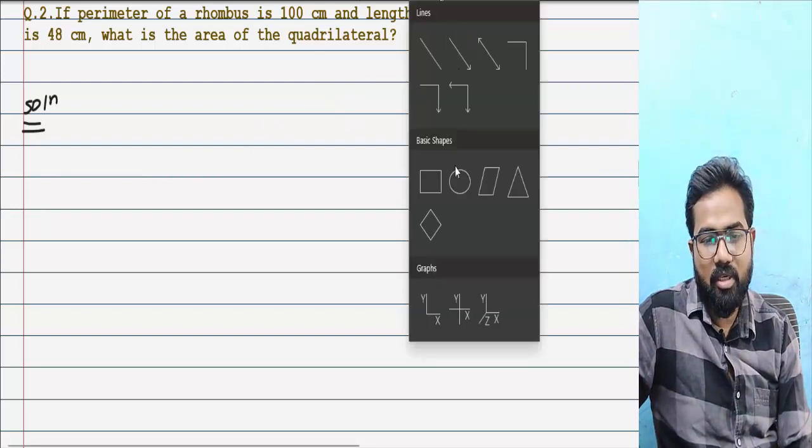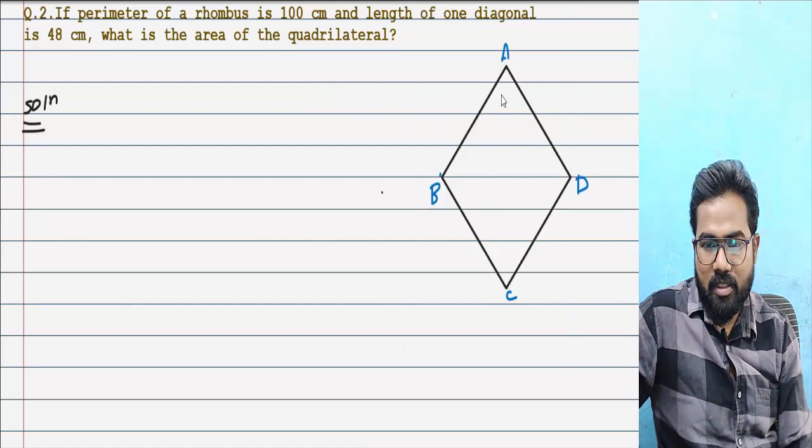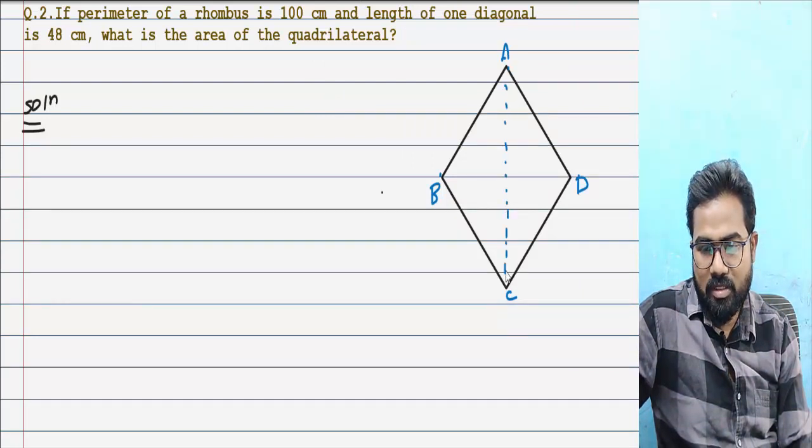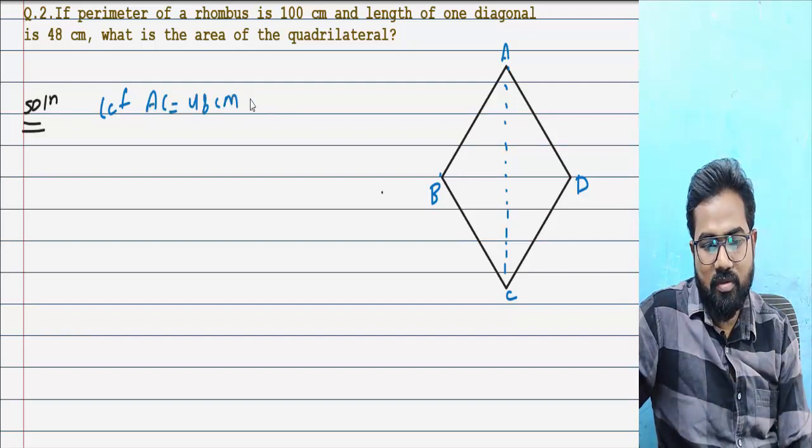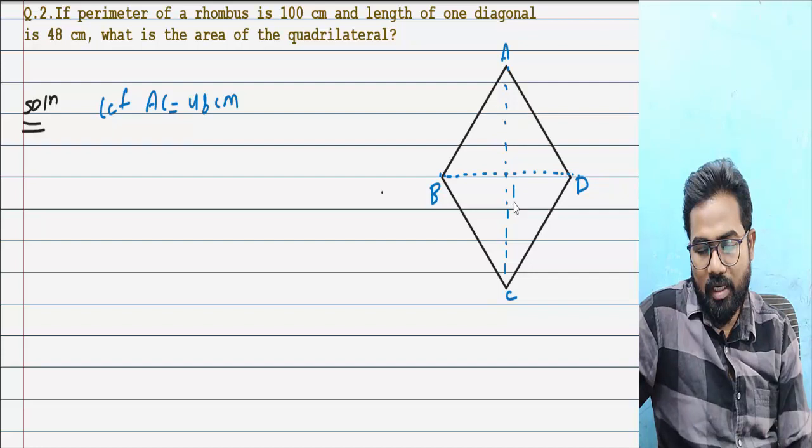And the length of one diagonal is given. Suppose this is A, B, C and D. One diagonal is given, and the length of this diagonal is 48 centimeter. So let us assume over here AC equals 48 centimeter. And we know that the diagonals AC and BD bisect each other at 90 degrees.